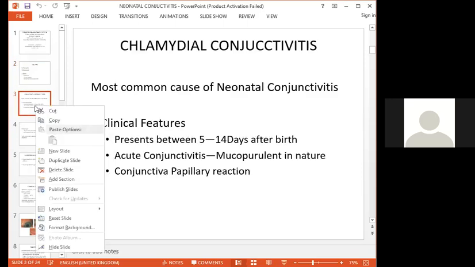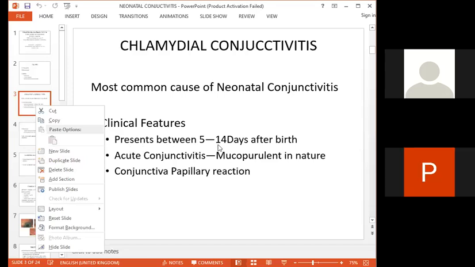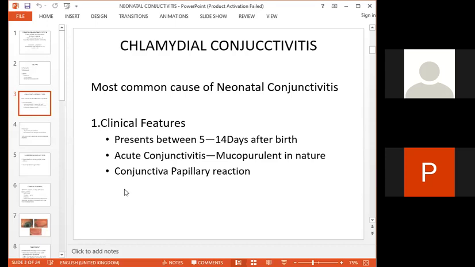Chlamydial conjunctivitis is the most common cause of neonatal conjunctivitis. Clinical features: it presents between 5 and 14 days after birth with acute conjunctivitis, which is mucopurulent in nature with a lot of pus oozing out from the eyes. The conjunctival papillary reaction also occurs. It's quite a severe conjunctivitis, and it needs to be sorted out urgently. Otherwise, you can have perforation of the cornea and the child will be in problems with the vision.